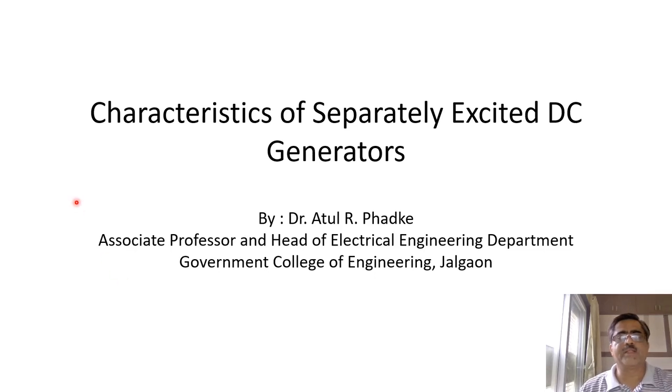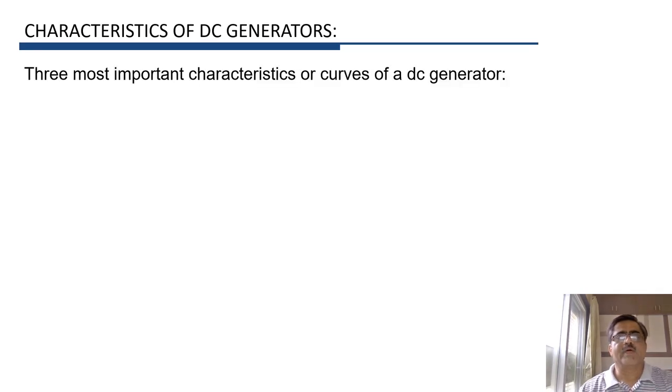We have studied that there are mainly two types of DC generators, separately excited and self-excited. In this video, we will study characteristics of separately excited DC generator. There are three types of characteristics of DC generators.